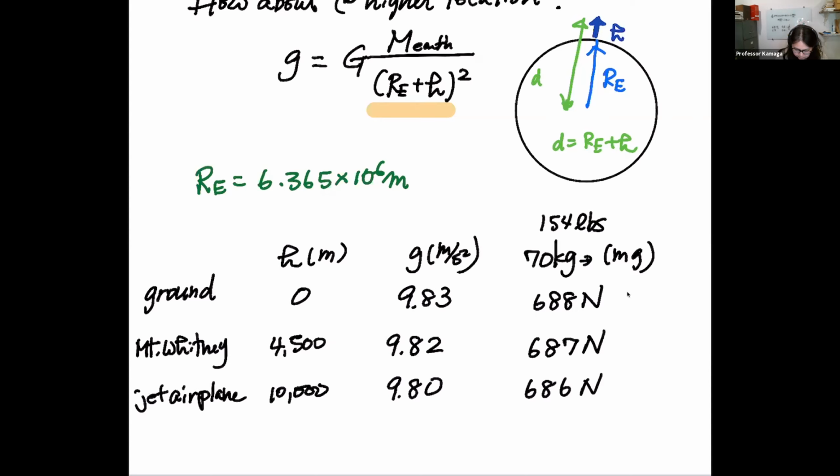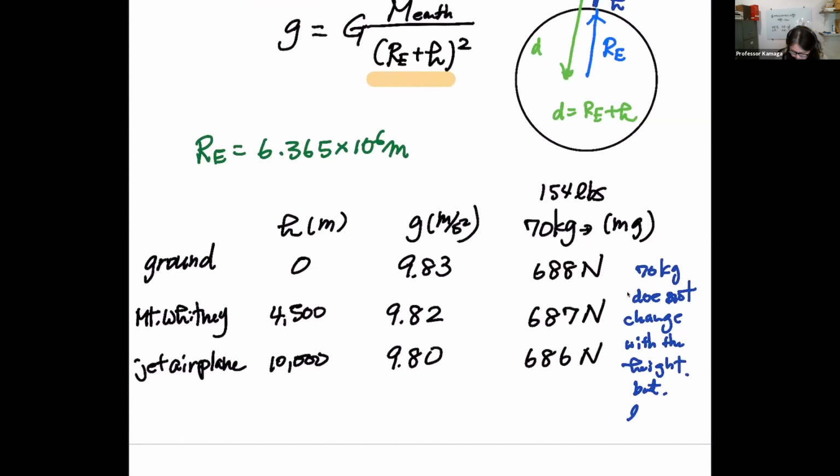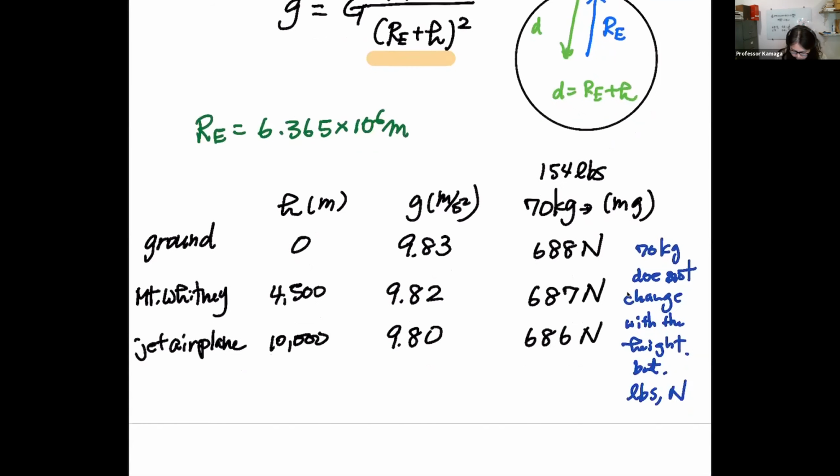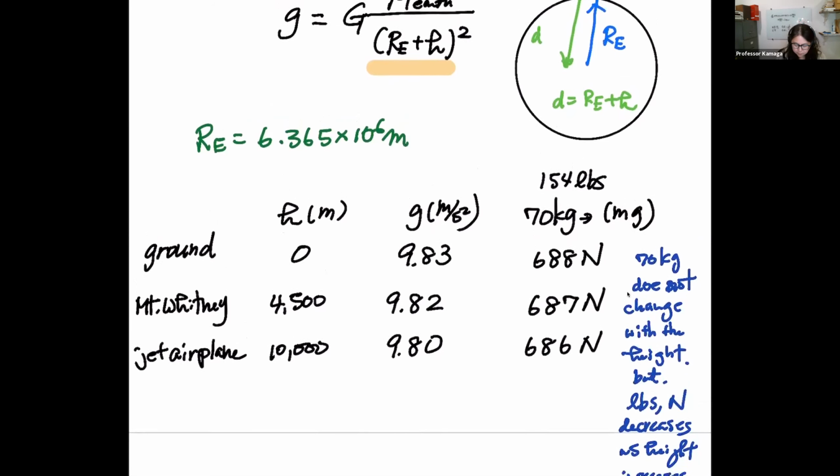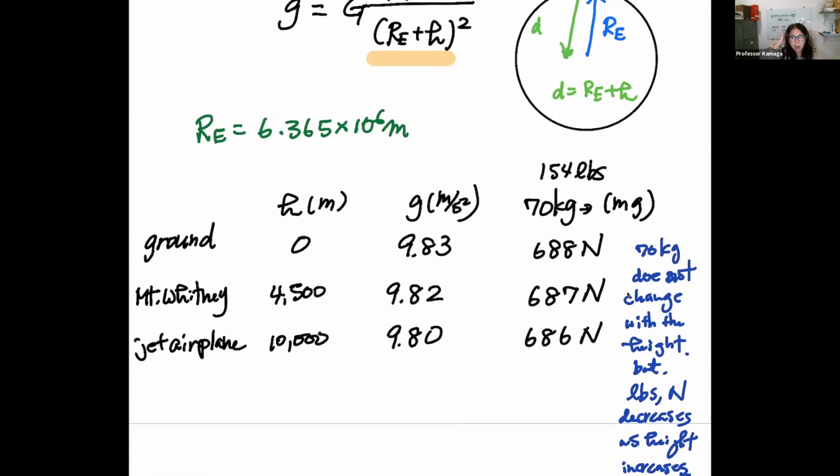I hope you also notice that this 70 kilogram does not change with the height. Mass doesn't change with the height. But pounds and Newtons should decrease as height increases. But the height has to increase significantly compared to the radius of the Earth, and the airplane isn't that high compared to the radius of the Earth.